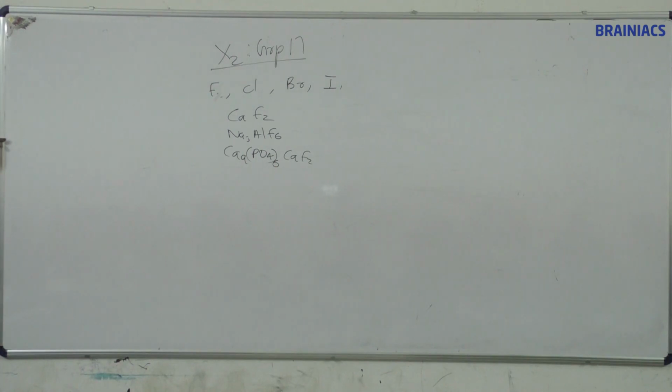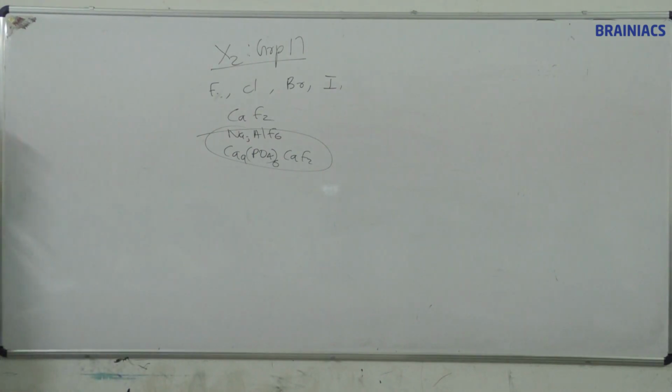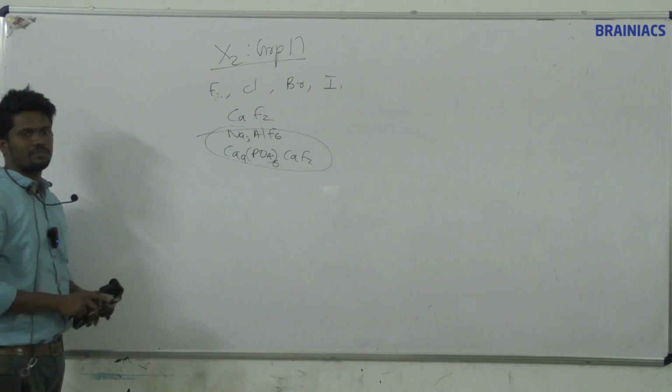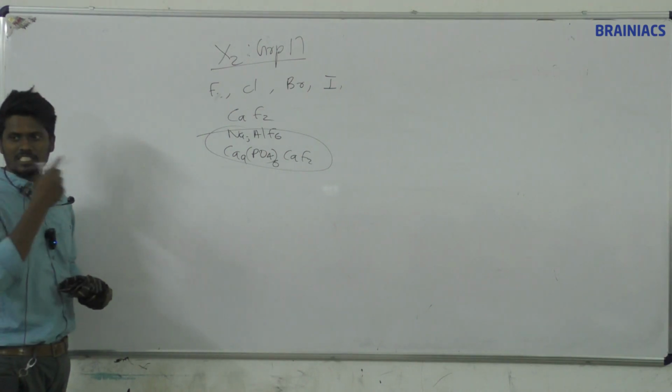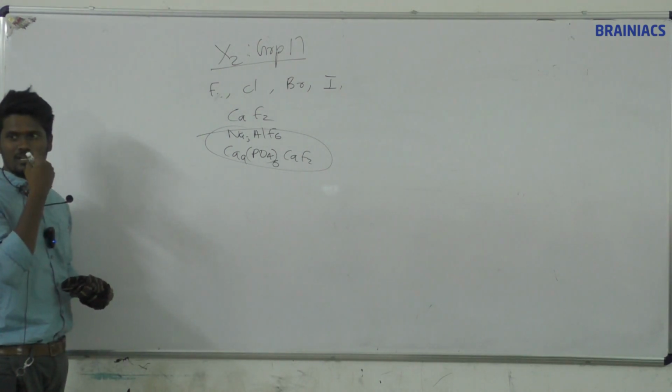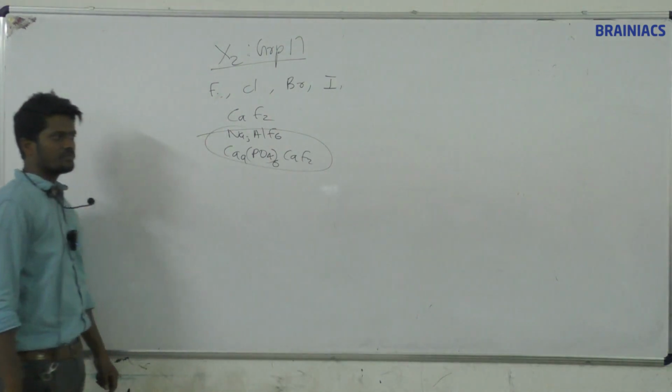Fluorspar, calcium fluoride. Cryolite and fluoroapatite. CaF2 is fluorspar. Present in teeth: fluoroapatite. Tooth decay was already discussed.